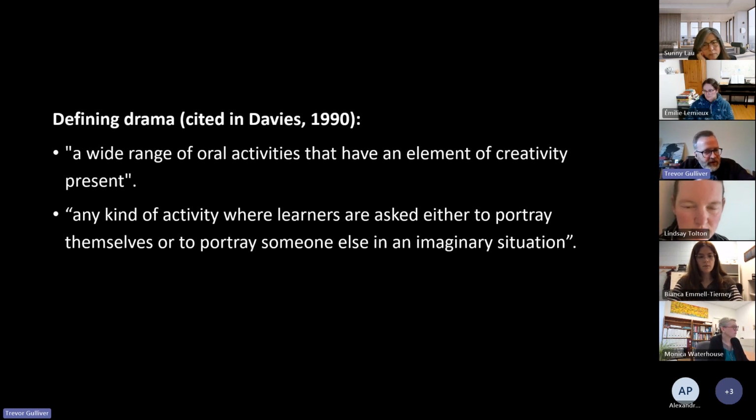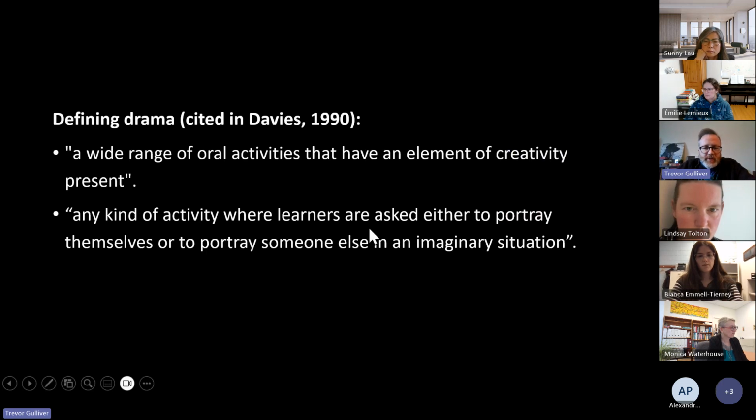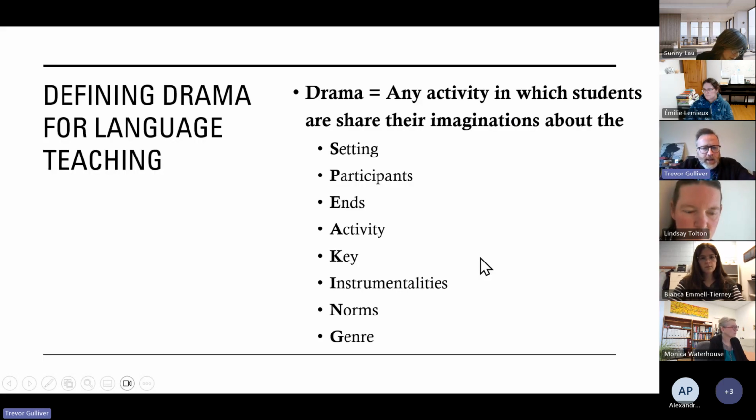That one I think comes a little closer to narrowing the range of activities that we could say are drama for language classrooms. I think that definition kind of covers it. The kinds of activities where learners are asked either to portray themselves or to portray someone else in an imaginary situation. I think we could expand on that a little bit. Any activity in which students are asked to share their imaginations about these things.